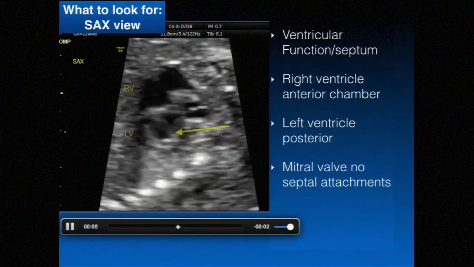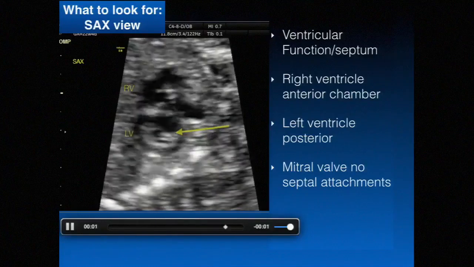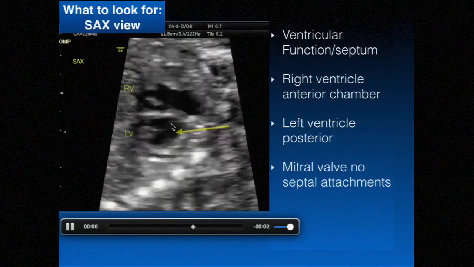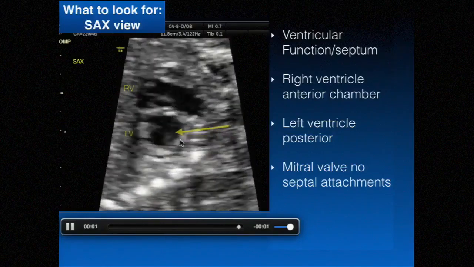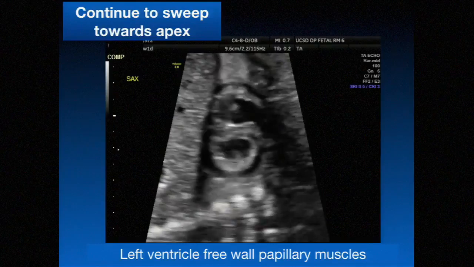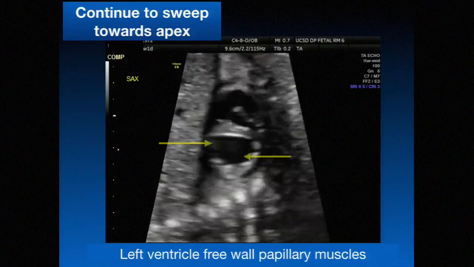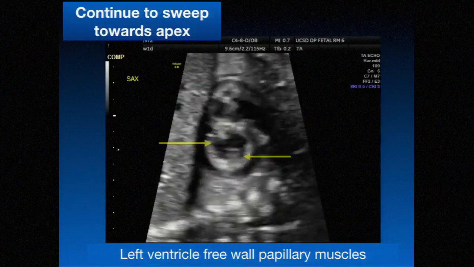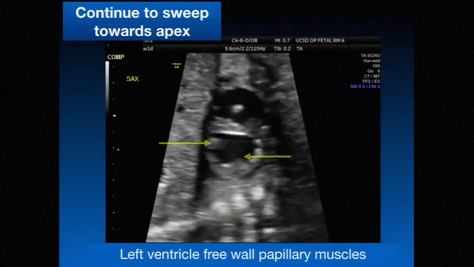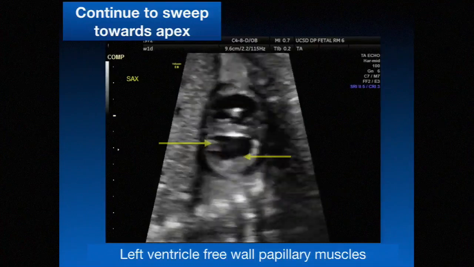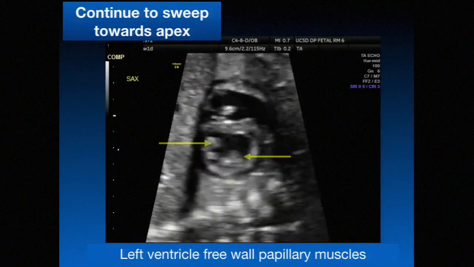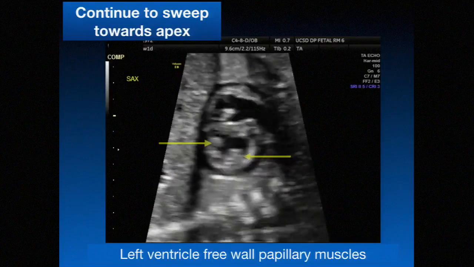This is also a view that I like to use when we have an AV canal, because we can appreciate the single valve in cross-section as well. So it's a really nice view to confirm, particularly in cases that aren't as straightforward. I also will look at the papillary muscles, particularly, for instance, if you have suspected Shone complex or any abnormalities in the left side, just to confirm that there are two papillary muscles. As you're just sweeping down, if you have really nice imaging, they're pretty easy to appreciate.